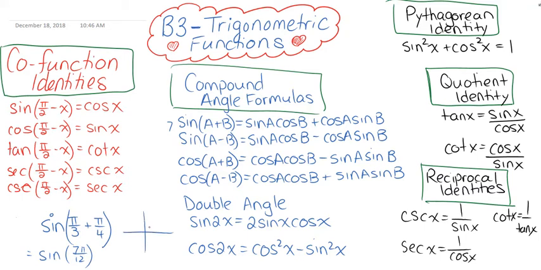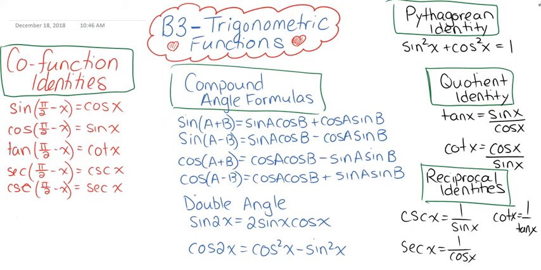Even if I did the terminal arm thing, I know I don't have a special triangle for that value. So the reason that compound angle formulas are helpful is we can actually split sine of pi over 3 plus pi over 4 up into sine pi over 3 cos pi over 4 plus cos pi over 3 sine pi over 4. So we can split it so that we're able to use our special triangles to still solve it.